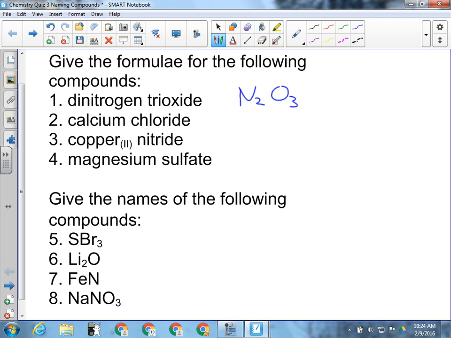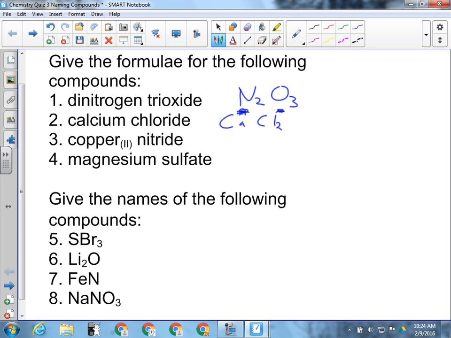All right, for number 2, we got calcium and chlorine together. Is that ionic or molecular? It's ionic. So we got to do our swaps and drops here. Calcium is a 2+ charge and chlorine is a -1 charge. So the 2 goes here, the 1 goes there, but we don't write 1s. Okay, and we're left with CaCl2.